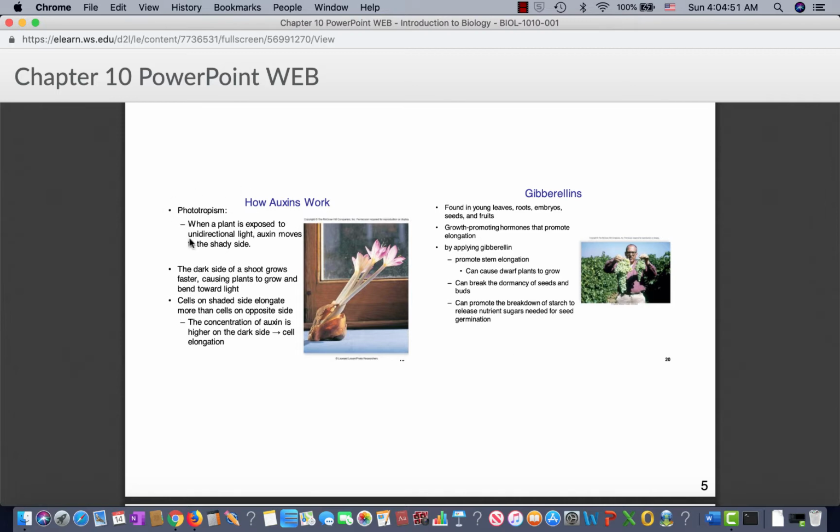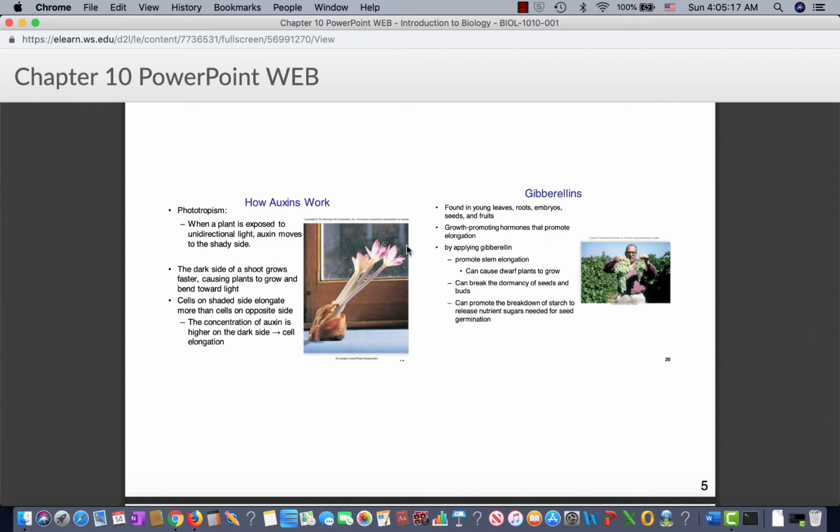So auxins are responsible for phototropism, and basically what ends up happening is that when the plant is exposed to unidirectional light, the auxins move to the shady side, and that causes the dark side to grow faster, which means that the plant will then bend towards the sunlight.